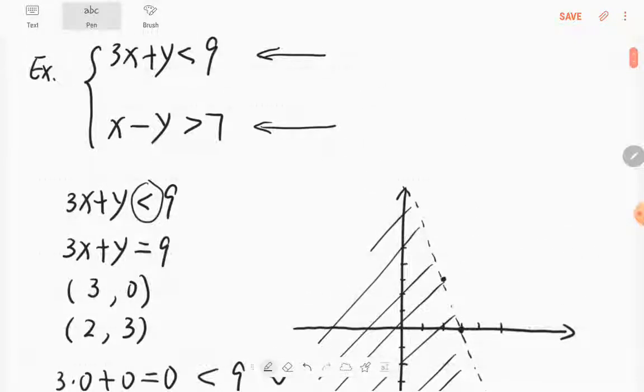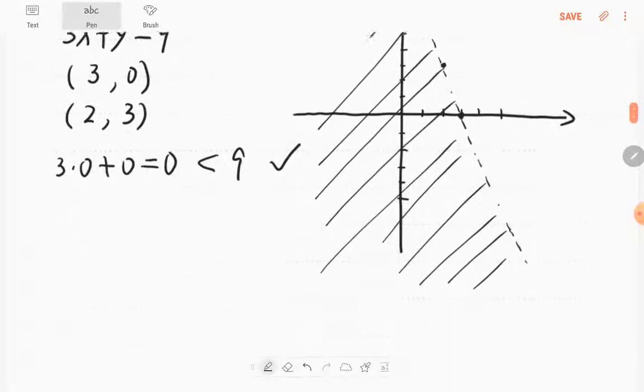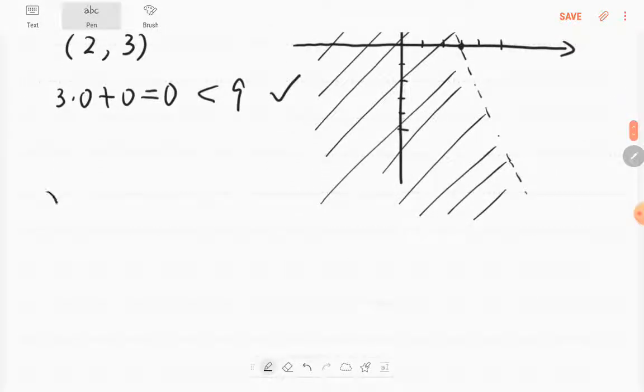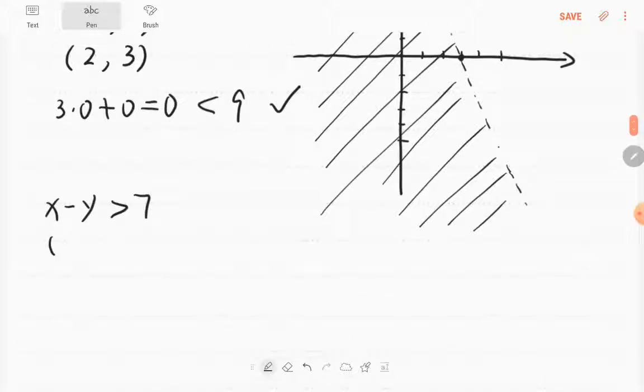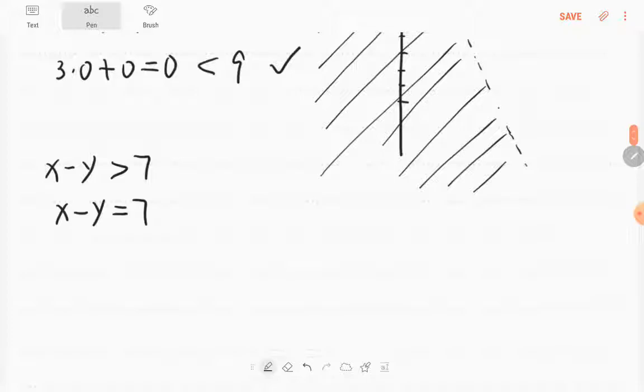The other part is x minus y greater than 7. So we still pick 2 arbitrary points. Again, we need to look at the boundary. The boundary is given by x minus y equals 7, right? So we pick the point 2 and negative 5. This is 1 point. The other one, x equals 3, then y equals negative 4.